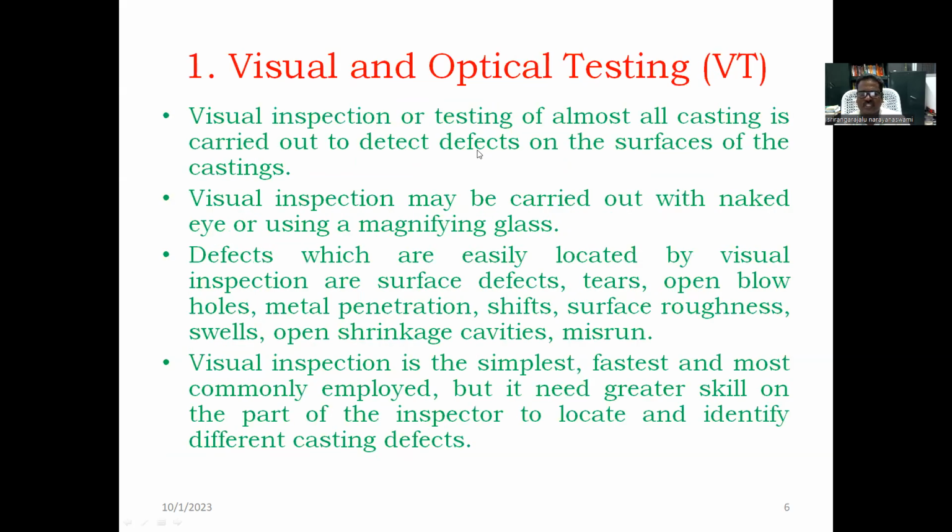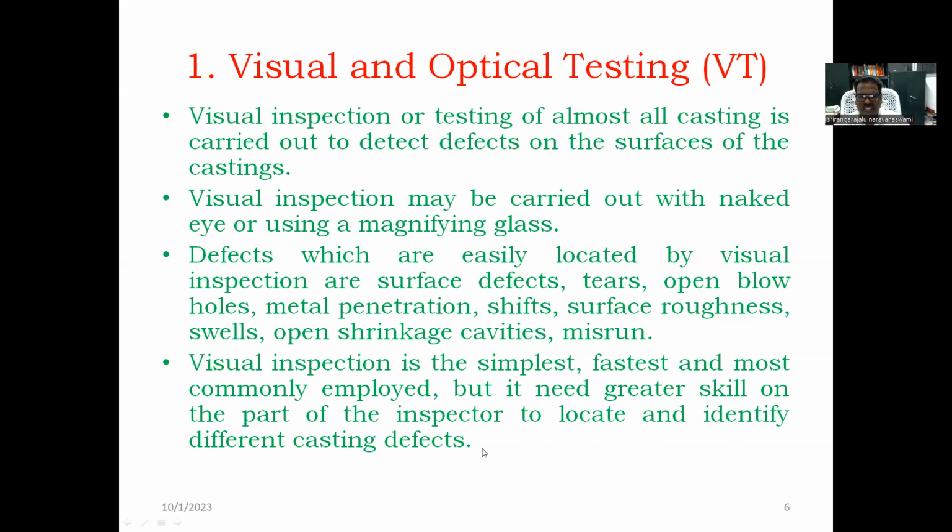Visual and optical inspection, or VT. Visual inspection or testing of almost all castings is carried out to detect defects on the surfaces of the castings. Visual inspection may be carried out with the naked eye or using a magnifying glass. Defects which are easily located by visual inspection are surface defects, tears, open blowholes, metal penetration, shift, surface roughness, swells, open shrinkage cavities, misrun, etc. Visual inspection is the simplest, fastest, and most commonly employed, but it needs greater skill on the part of the inspector to locate and identify different casting defects.